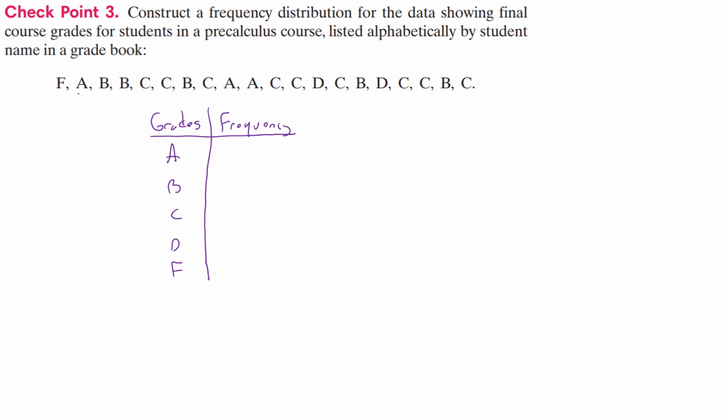All right, so A's. A is 1, 2, 3. Looks like there are 3 of those, so that frequency would be 3. Now B, 1, 2, 3, 4, 5. So it's going to be 5 of those. C. So 1, 2, 3, 4, 5, 6, 7, 8, 9 of those. D's, looks like we've got 1, 2 of those. And F's, the only thing left is just this one F, and so we have 1 of those.